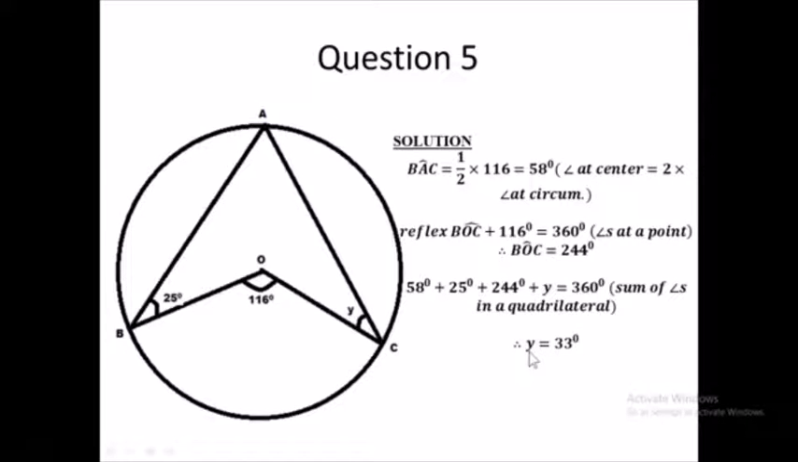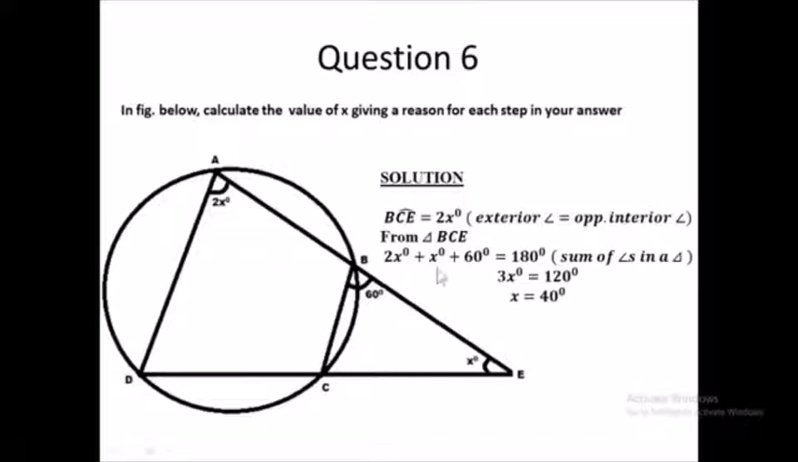33 degrees. Then the last question we are going to talk about is this one you are seeing on the screen right now. We have to find the value of our x given what you're having on the screen. So we are to solve this question. We are to find x given this angle to be 2x degrees, this angle to be 60 degrees, and this angle to be x degrees.